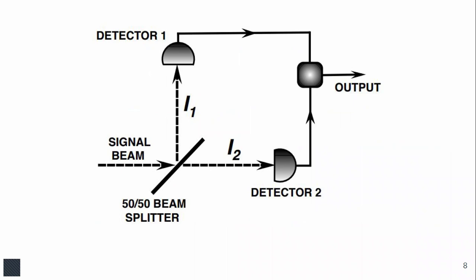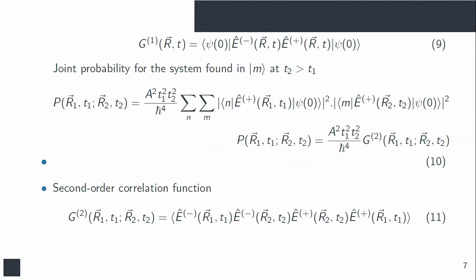So we have a light beam or signal beam, and it is divided by the beam splitter, and the beam splitter is a balanced beam splitter, that is, it is transmitting and reflecting the light with equal intensity, and detector 1 and detector 2 are measuring the relative intensity of these two fields. So the output is giving the average of the product of these two intensities, and it is giving us the notion of the second order correlation function.